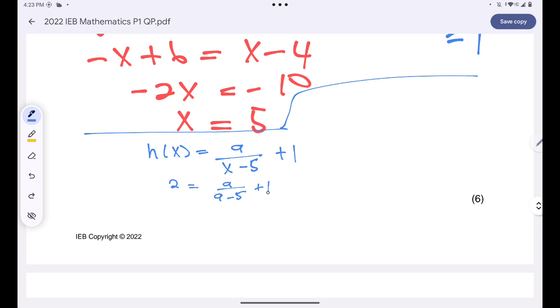There's a plus 1 there. If I take the 1 to the other side, I'll have 2 minus 1. I'll be left with 1. I'll have a divided by 9 minus 5, which is just 4. So the value of a is equal to 4.